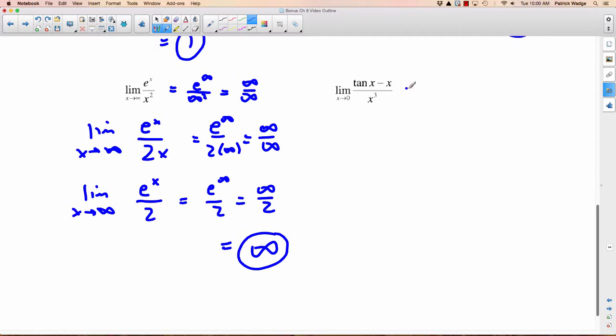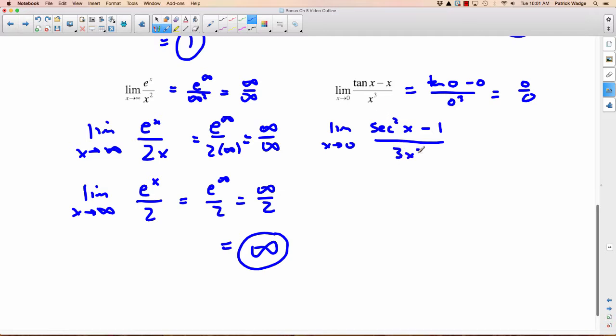Okay, one more, a little bit more challenging here. So we're going to substitute in, see what we get. We get tan 0 minus 0 over 0 cubed. You know what tan 0 is? Tan 0 is 0, so you get 0 minus 0 over 0. 0 over 0 is indeterminate. So we're allowed to use L'Hopital's rule. Okay, so the limit as x approaches 0 of the derivative of the top. The derivative of tan x is secant squared x minus the derivative of x, which is 1, all over 3x squared.